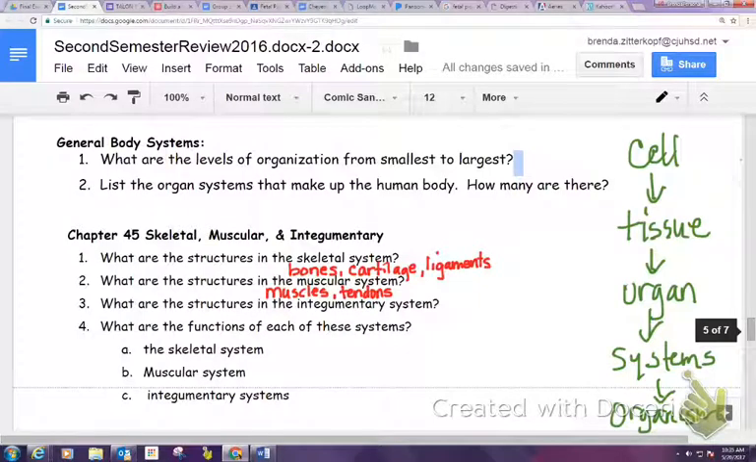Okay. The structures of the integumentary system: skin, hair, and nails. Okay, functions of each of these.